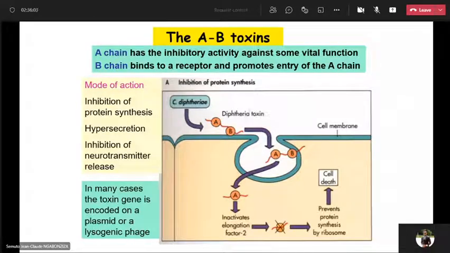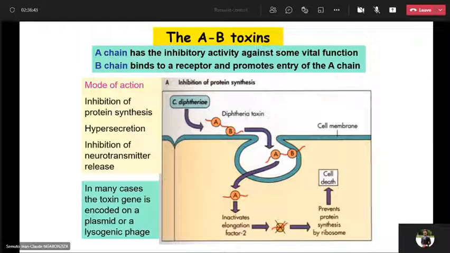So we have exotoxin, and exotoxins are mostly peptides. They are just extracted from the cell, and they mostly have two chains, A and B. Chain B facilitates binding and promotes entry of the A chain, which has the toxicity function, inhibitory activity against some vital function.